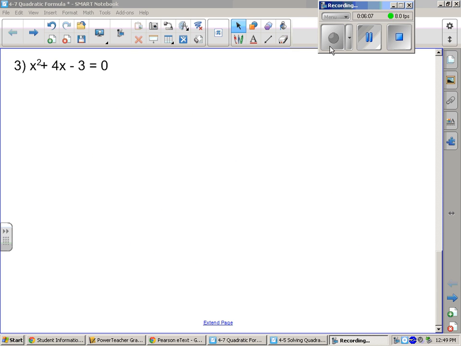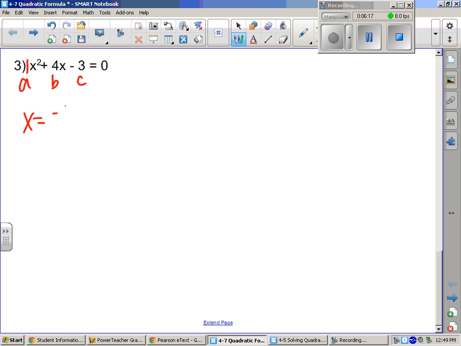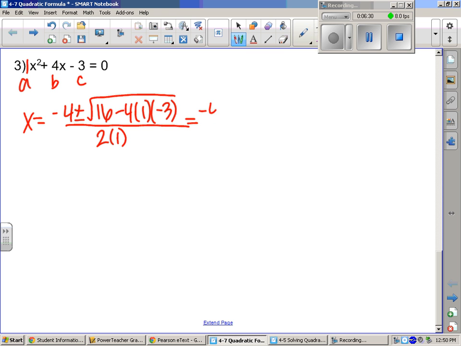Yep. Let's try one more of those. And this is not necessarily a no real solutions. It's already in standard form. The A is actually 1, B is 4, C is negative 3. Plug it in. X equals opposite of B plus or minus the square root of B squared, so 16 again, minus 4 times A times C, all divided by 2 times A. Work underneath the radical first.